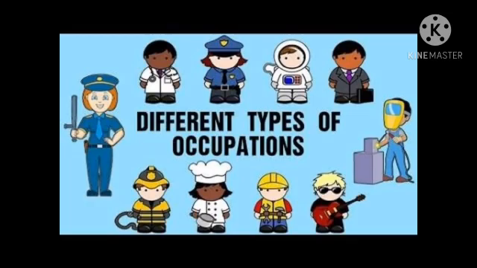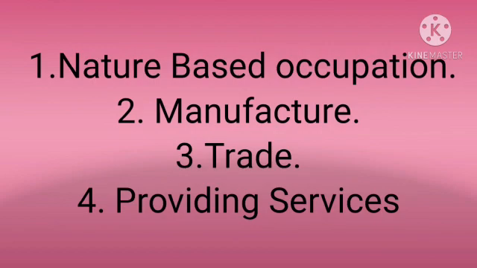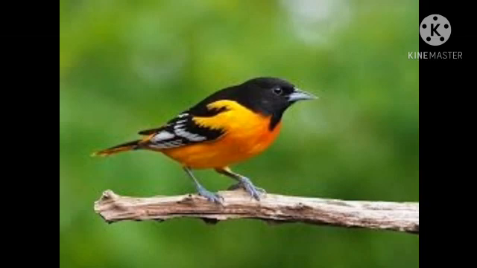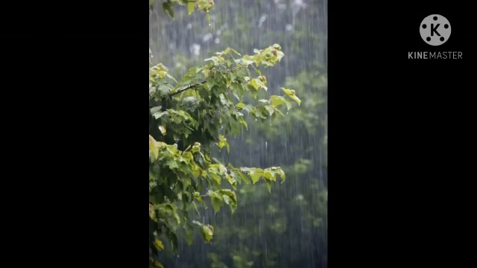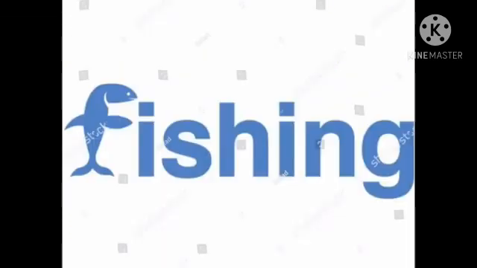Now, let us see types of occupations. Occupations can be divided into four main parts. First part is nature based occupation. Second, manufacturing. Third, trade. Fourth, providing services. Let us first see nature based occupations. It means the jobs which are dependent on nature, environment are known as nature based occupations. Some examples of nature based occupations are agriculture and fishing.